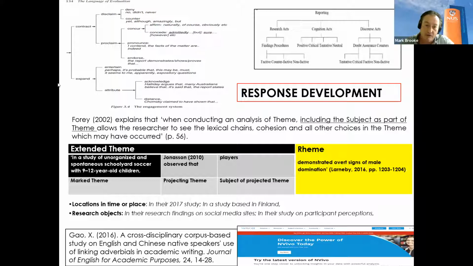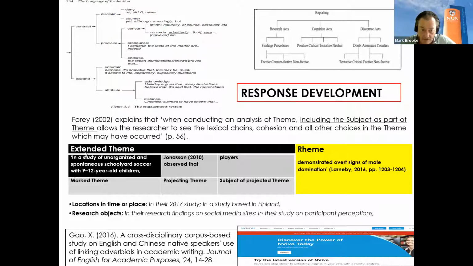So I looked at ways of reporting. This is taken from Martin and White, ways that you can report other authors' work. This taxonomy on different research, cognition and discourse axes is taken from Ken Hyland, who talks about reporting verbs. And so I was thinking, okay, how can I conceptualize an intervention?